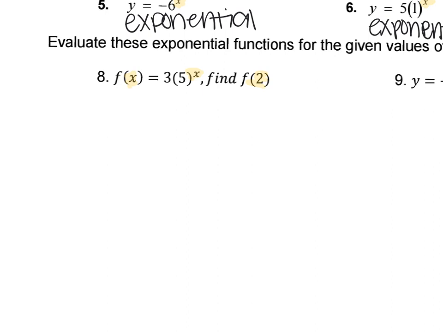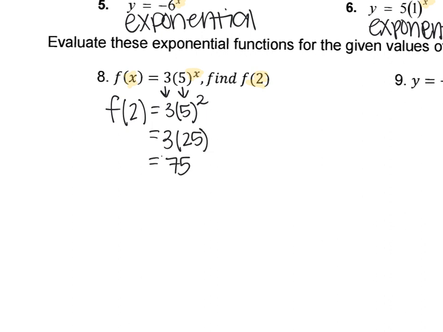So for f of 2 equals, I keep the 3 the same, keep the 5 the same. For the x, I'm plugging in that 2. So I have 3 times 5 to the second power, which is really 3 times 25. And 3 times 25 is 75, or you've got your handy-dandy calculator if you need it.